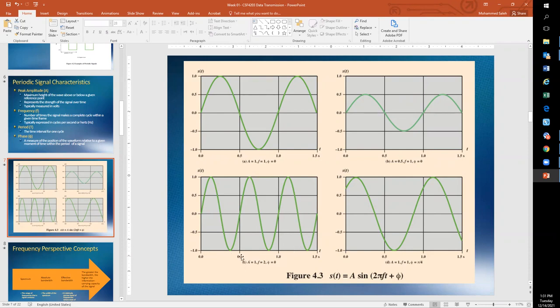What about the period for this one? The period is 1 over frequency, so it is 1 over 2, so it is half, or 0.5 second. The phase here is 0 because the signal is starting from 0. Also 0 here. Here there is some shift. That's why we have a phase shift or angle. For this one the phase shift is pi over 4 because we are not starting from 0.